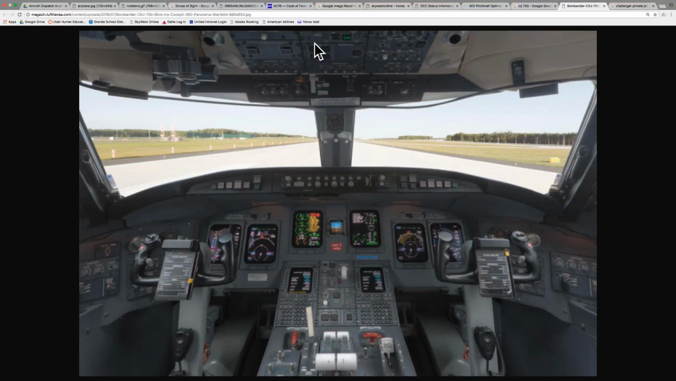Then this is the engine start, APU, all this stuff. We'll talk about it and go over what it is and what it does. Yeah, this is the fun stuff. I love talking about this stuff.